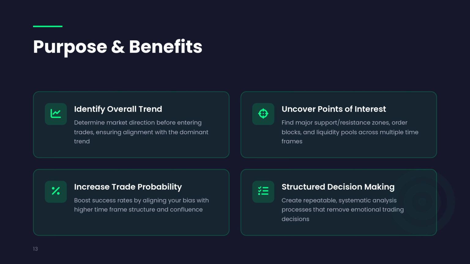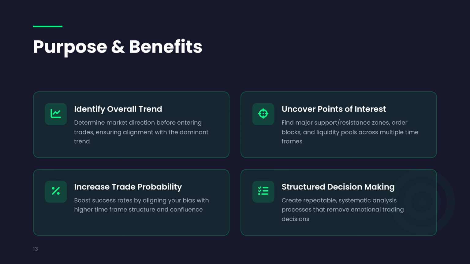The second benefit, and this is where things become rather exciting, is uncovering major points of interest and liquidity pools. These are your high probability zones, the areas where price is most likely to react. Now, when you're using top-down analysis, you're not just finding any old support or resistance level. No, you're identifying key zones that are confirmed across multiple time frames.